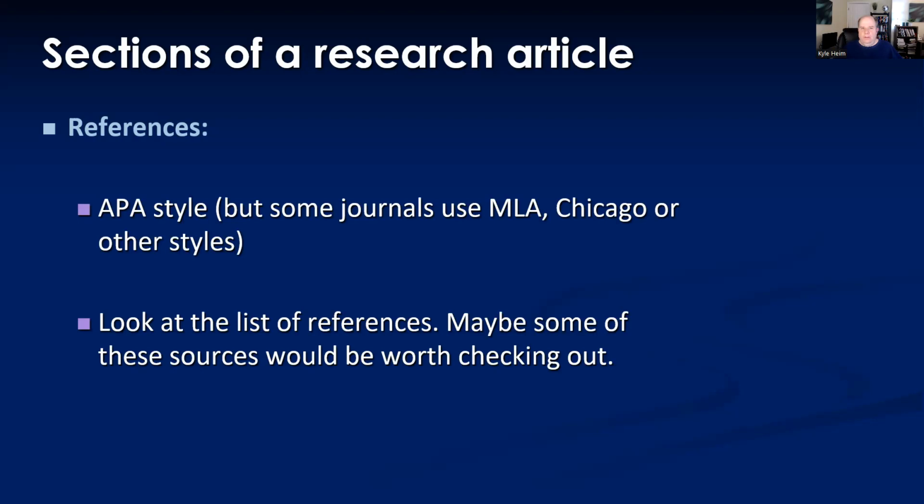Most journals in the communication field follow APA style, but some journals use MLA or Chicago or even their own special hybrid styles. So that's the reference list, and that is the end of the research article. So if you understand all these different sections and a little bit about what goes into each section, it should make it a lot easier when you're trying to read research and trying to make sense of it.